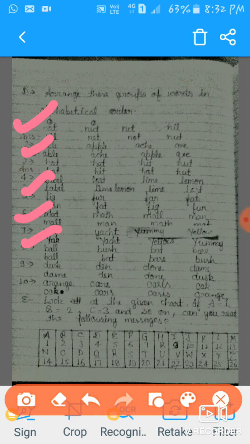Now the next exercise, look at the given chart. If A is equal to 1, B is equal to 2, and C is equal to 3, and so on, can you read the following message? Now you can see here is given for you an alphabetical chart, okay, with the numbers on the alphabets. Okay.